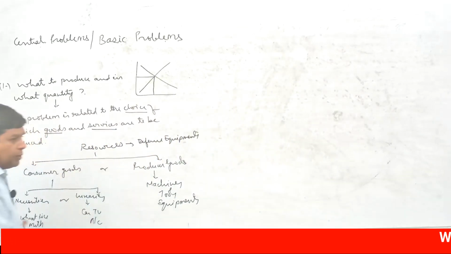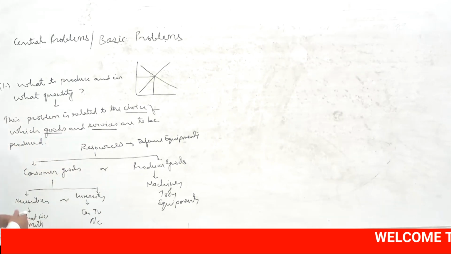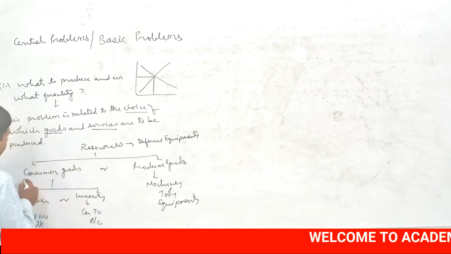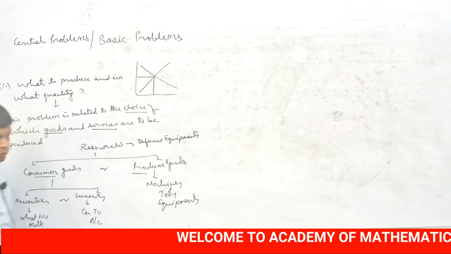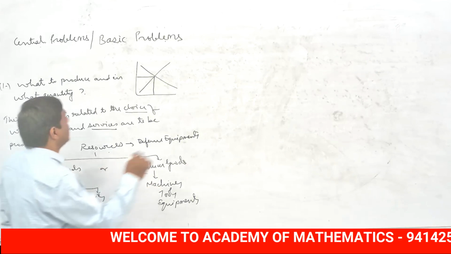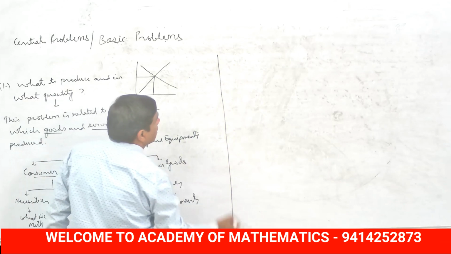So this is the first problem: what to produce? We have limited resources and we have to opt whether these resources are to be used for consumer goods or for producer goods. So the second problem is how to produce.